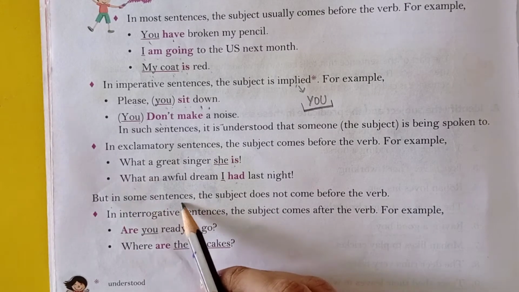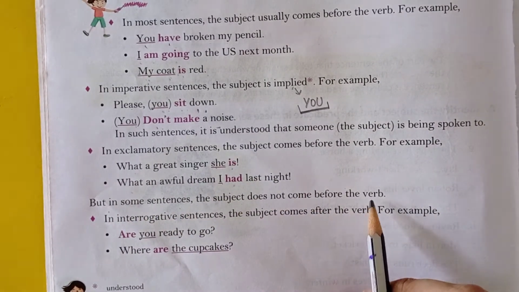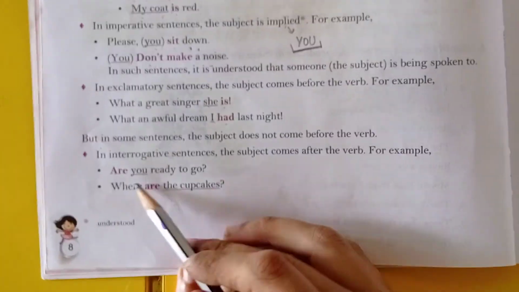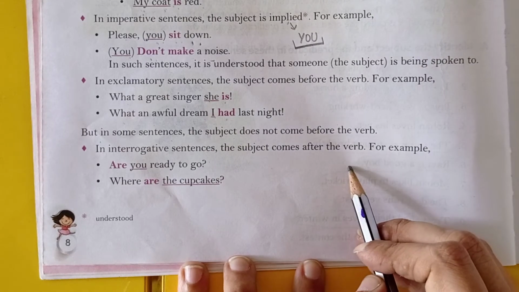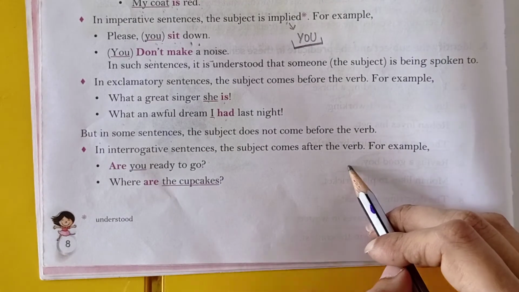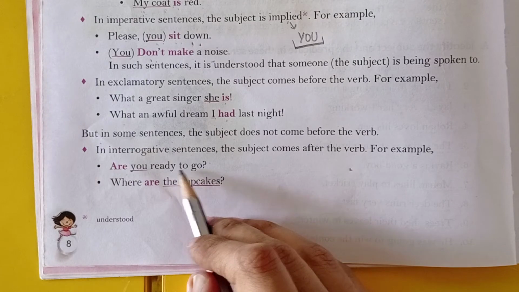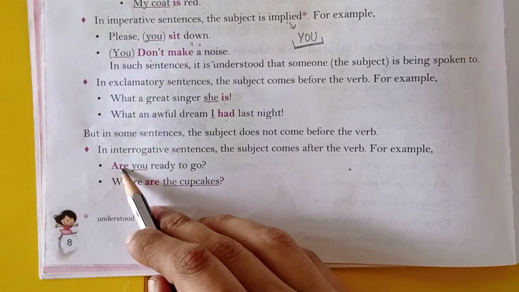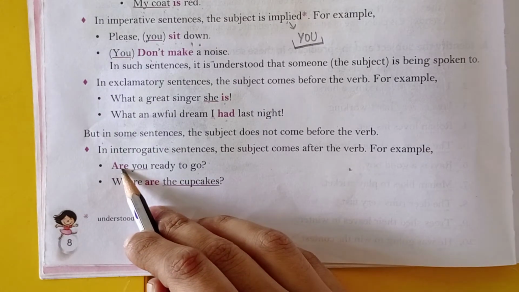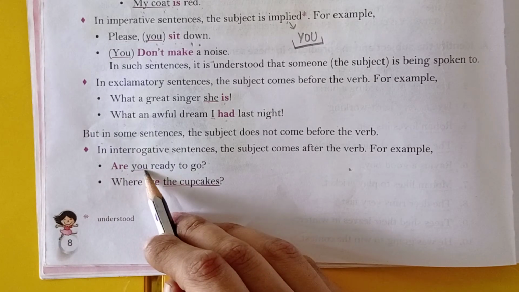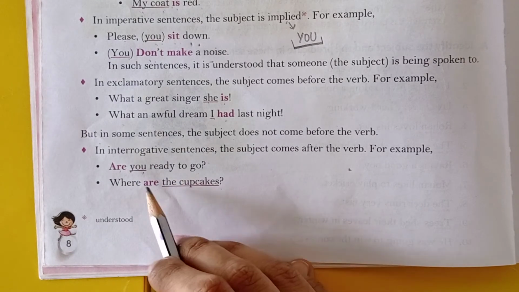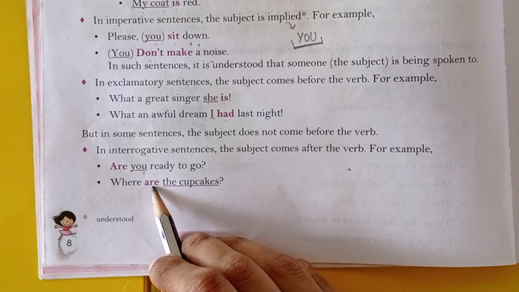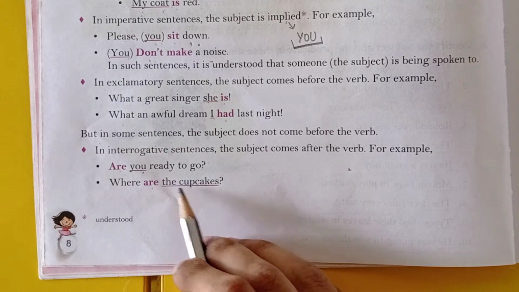But in some sentences the subject does not come before the verb. In interrogative sentences, the subject comes after the verb. This we have taken already. For example, are you ready to go? Form of verb is are. Because this is an interrogative sentence, the subject will come after the verb. So, you will be the subject. Where are the cupcakes? Form of verb is are and the subject is after the verb, which is the cupcakes.